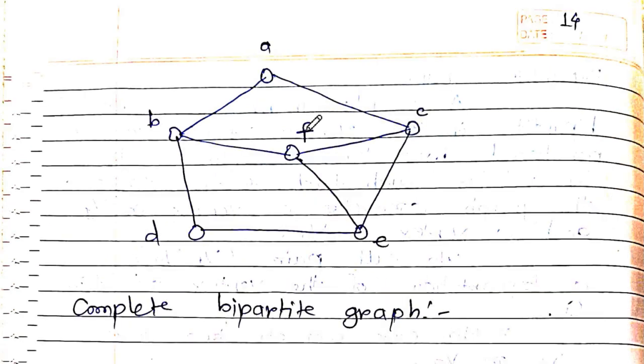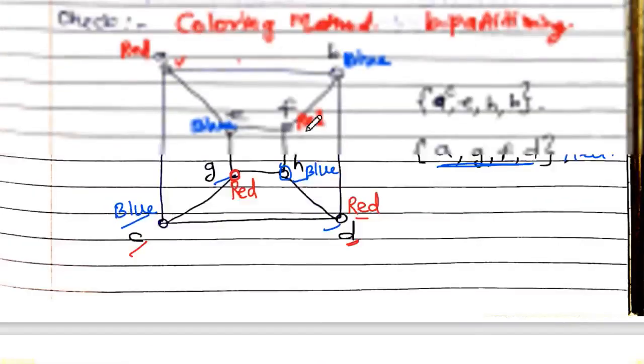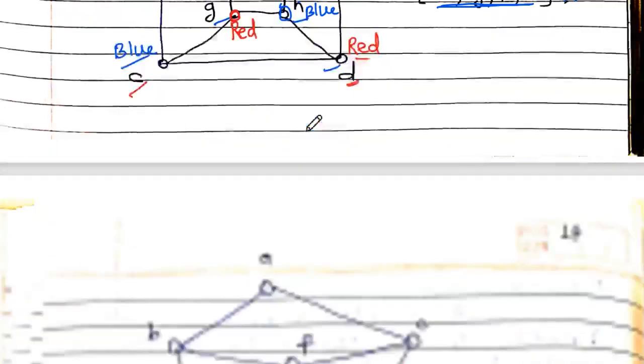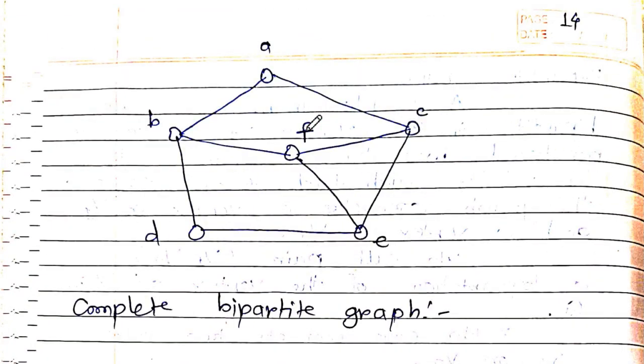Here also you can check if it is bipartite or not. So start giving colors. I will do the same thing now. Suppose you give red color to this A. So A is having red. So C should have blue and B should have blue. Okay, you already know these things.